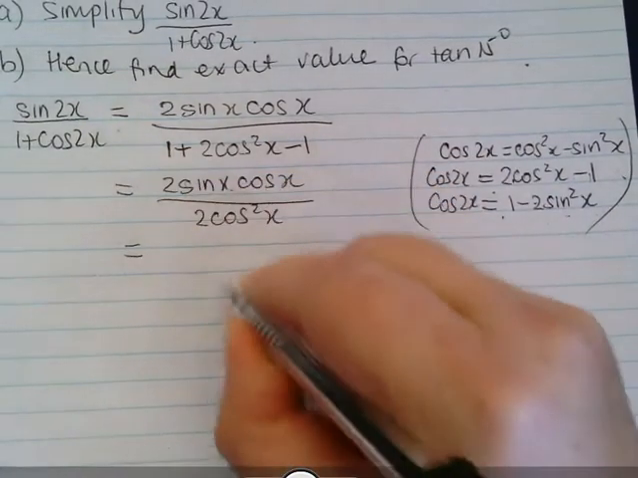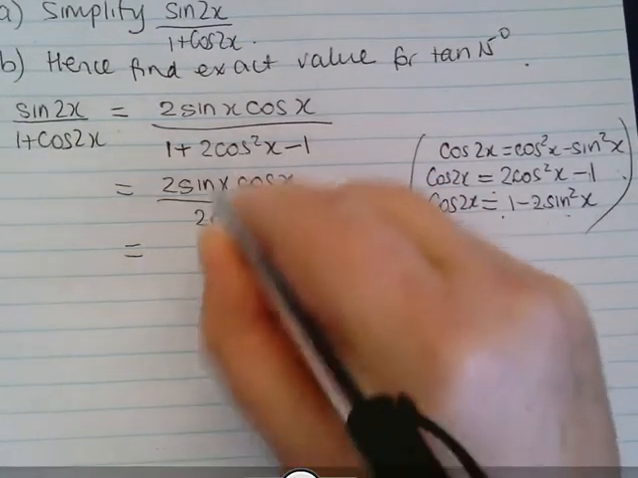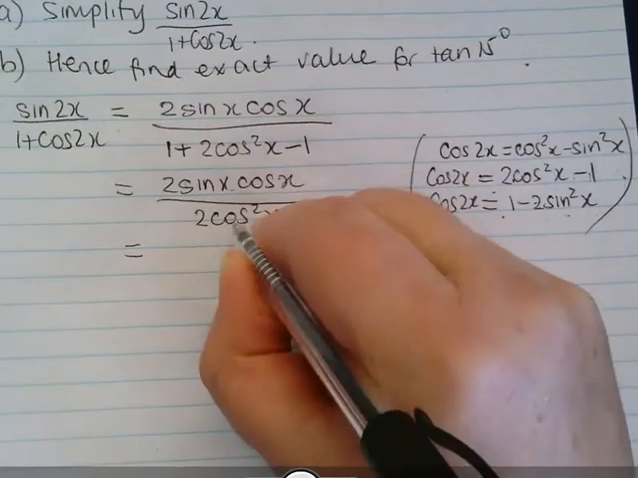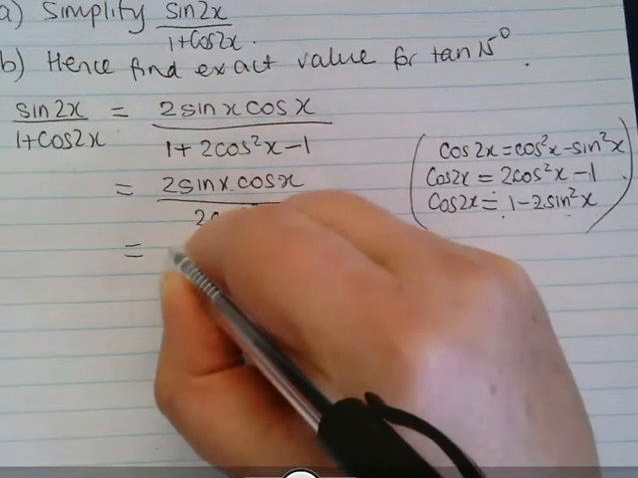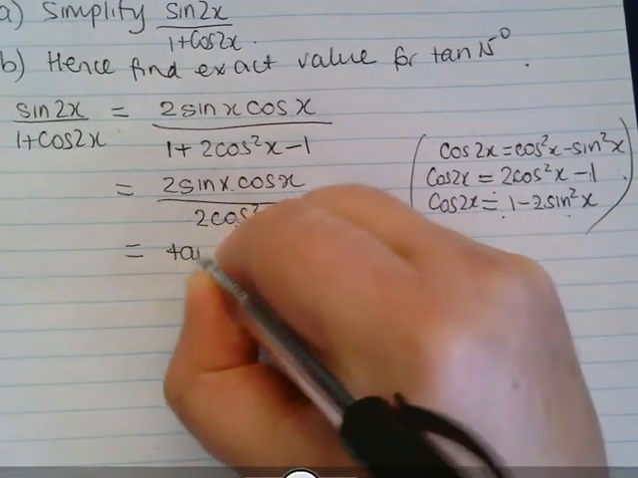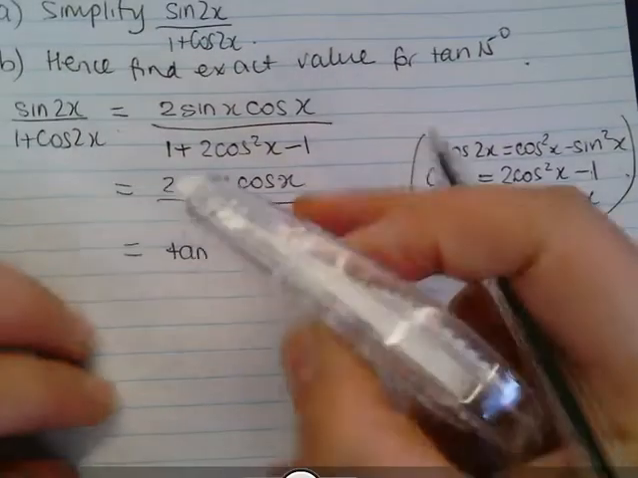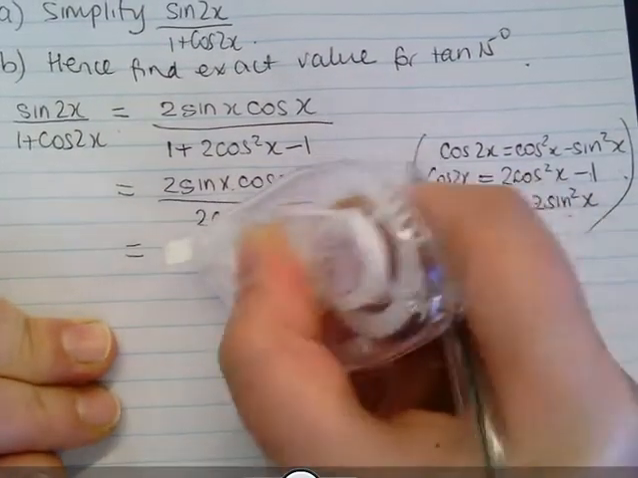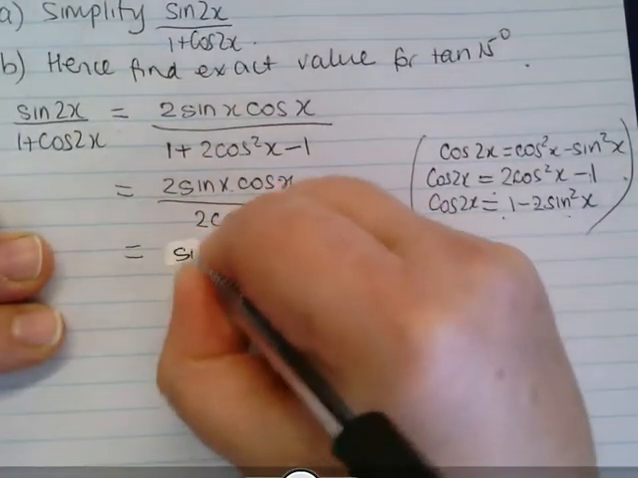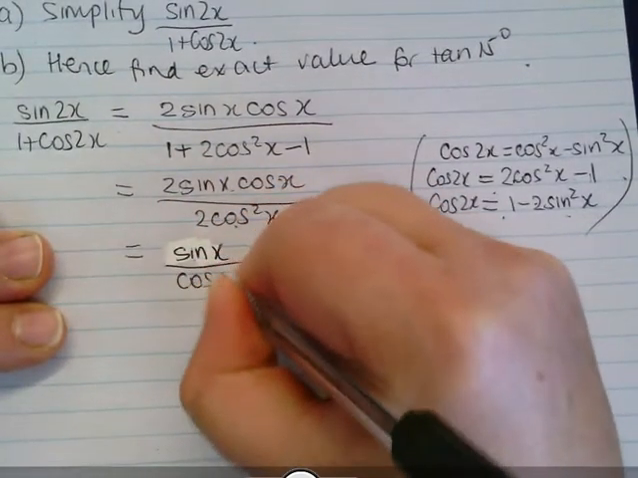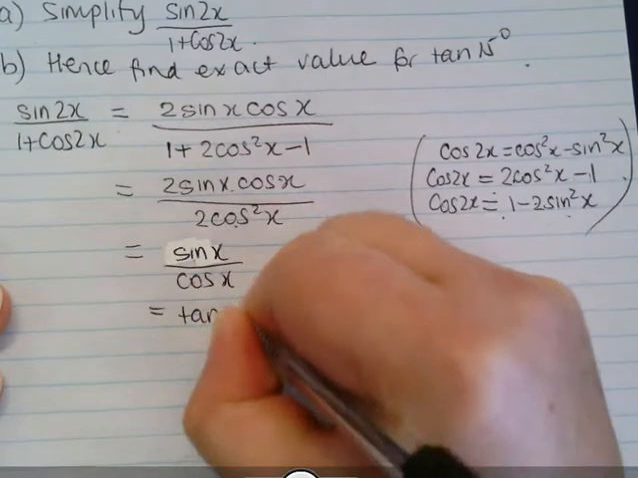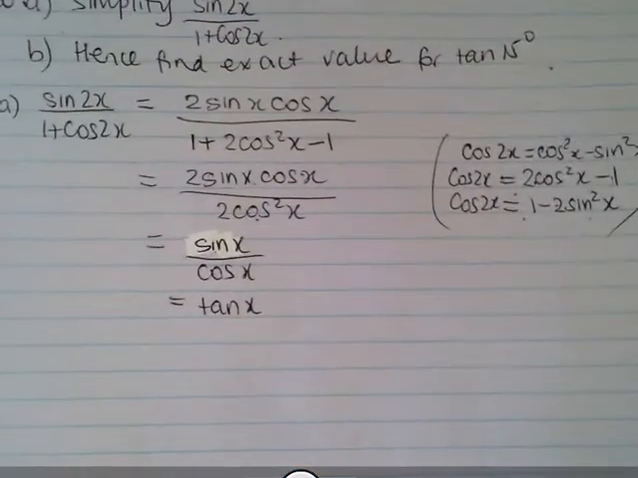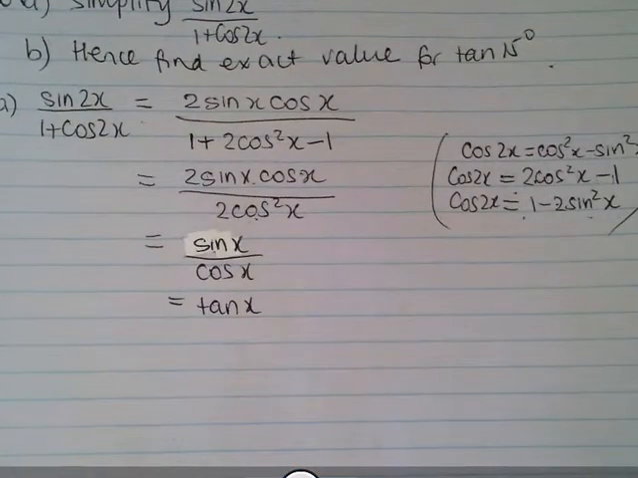So what do I cancel? What am I left with? The 2's go. One of the cos's go. What have I got? Tan x. I'm left with the 2's go and one of the cos's go. So I'm left with sine x on cos x, aren't I? Which is tan x. Now, are we okay with this?